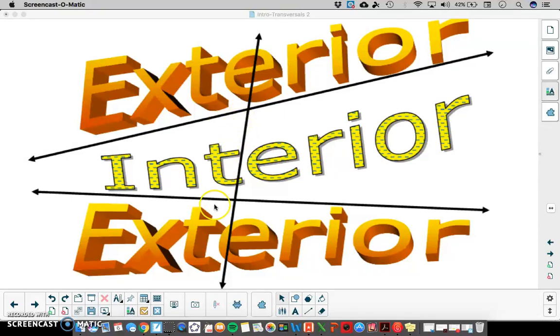We can see the two lines here that are crossed by the transversal. In between the two lines, we consider those angles to be interior. Outside of the two lines, we consider those angles to be exterior. So we talk about interior and exterior in reference to the two lines that are being intersected.